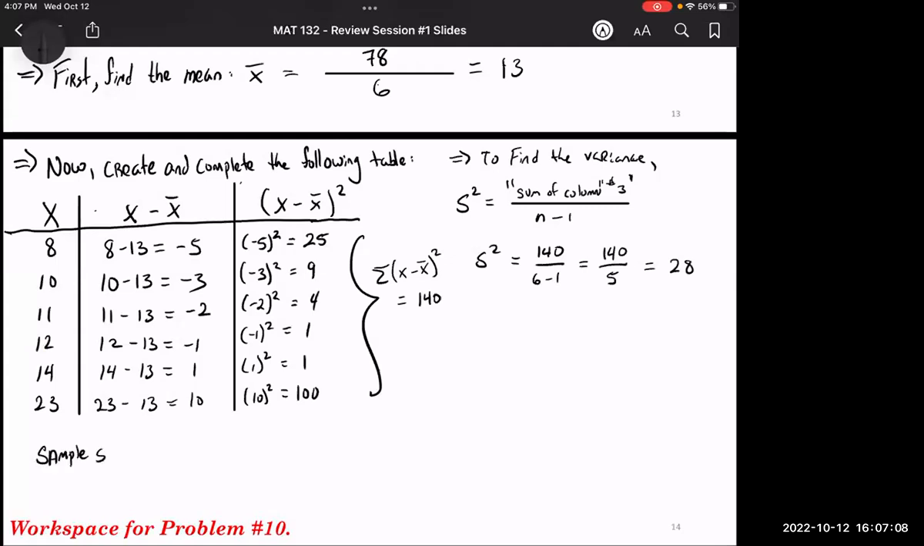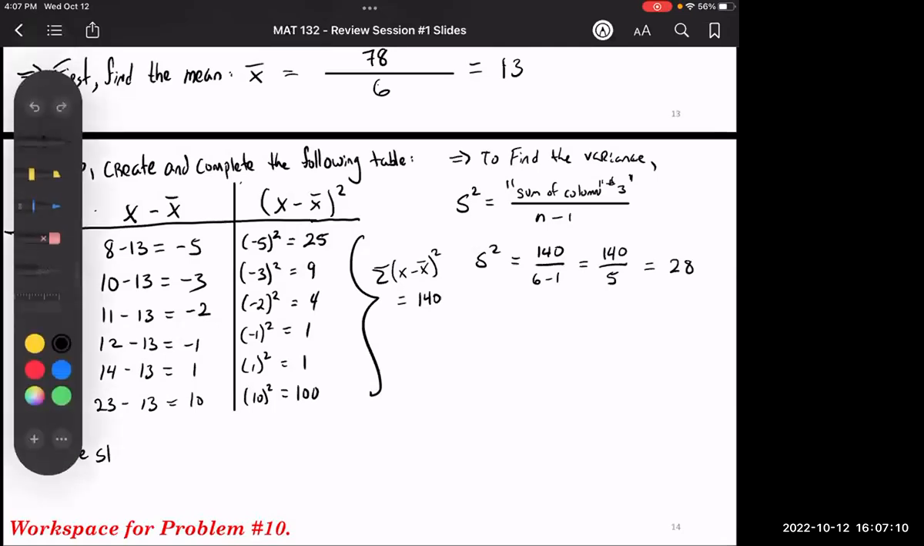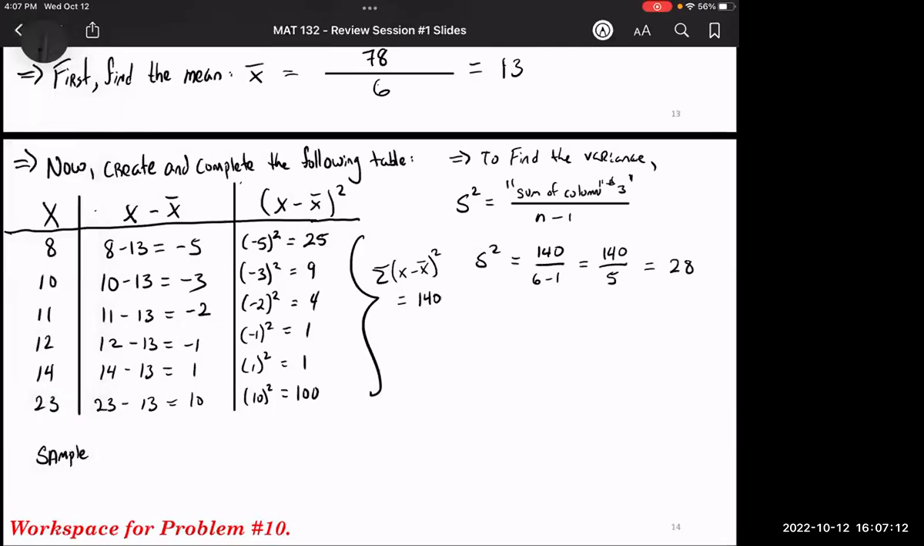Sample variance, which is denoted as s squared, is equal to 28. Okay, now finally, we do the standard deviation. For the standard deviation, you say that s is equal to the square root of your variance. So we have to take the square root of 28.